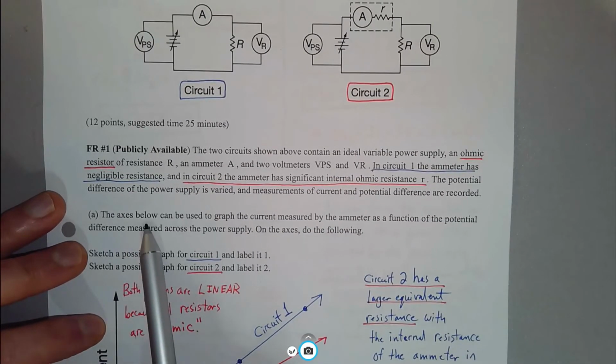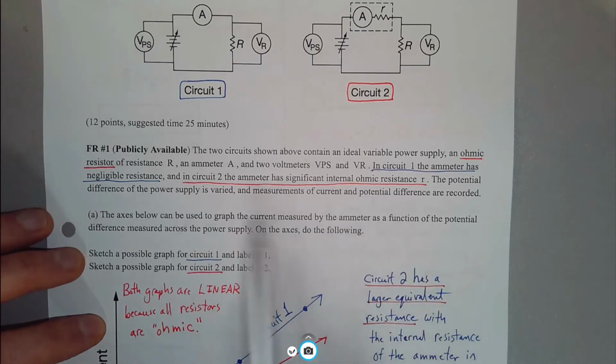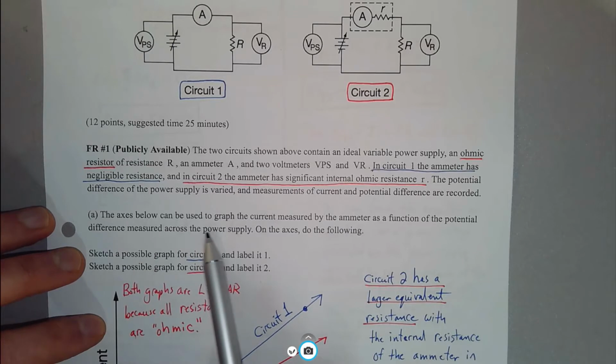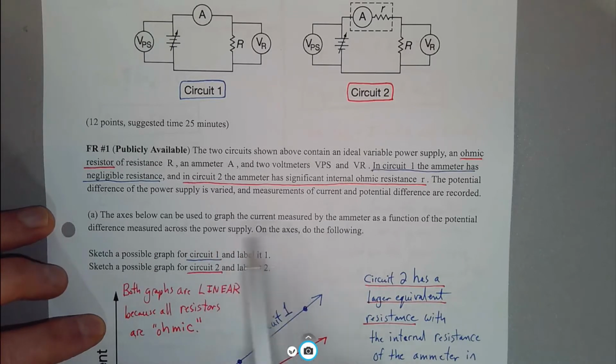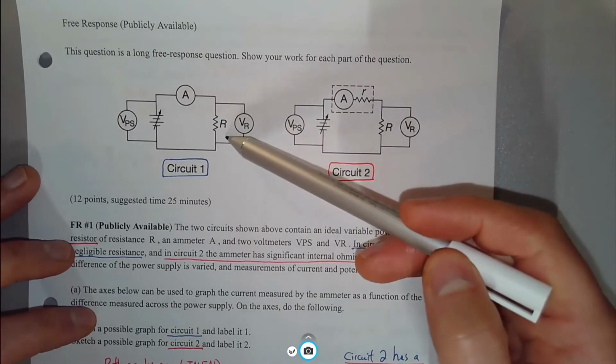Part A says, the axes below can be used to graph the current measured by the ammeter as a function of the potential difference measured across the power supply. On the axes, do the following. Sketch a possible graph for circuit 1 and label it 1, and sketch a possible graph for circuit 2 and label it 2. Well, this is as simple a circuit as it gets.